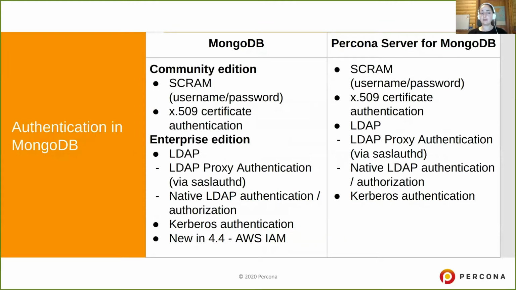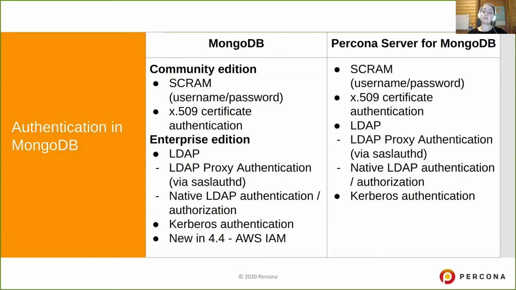We can enable authentication, which is basically the process of verifying the identity of a client. There are several mechanisms available in MongoDB, and the first one is SCRAM. It's the default one. It uses a username and password. The second one is x.509 certificate authentication. I think it's self-descriptive. Just please note that for using this method, a secure TLS connection is required. That's all for Community Edition.